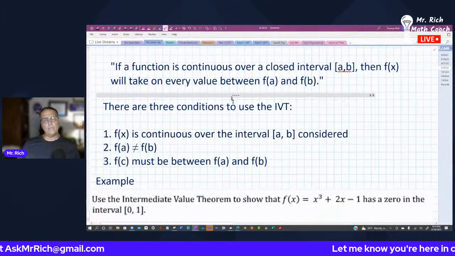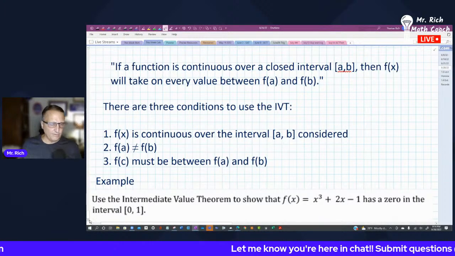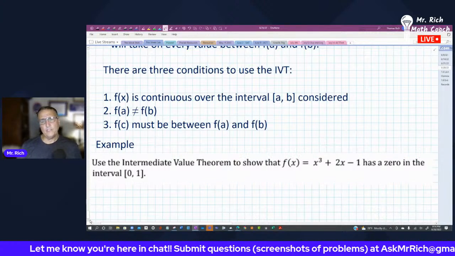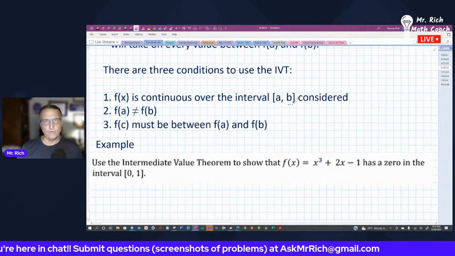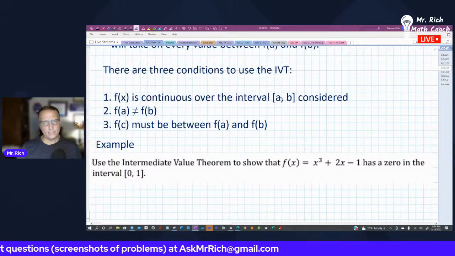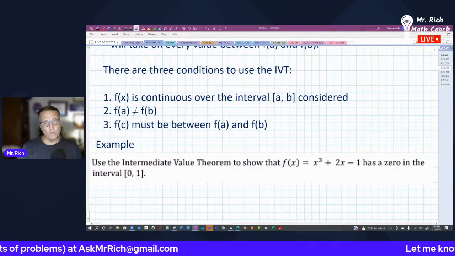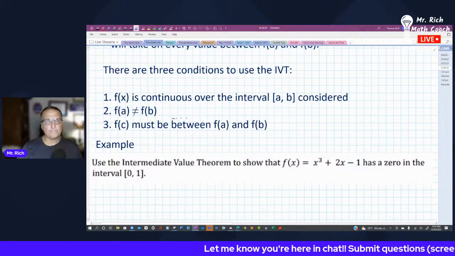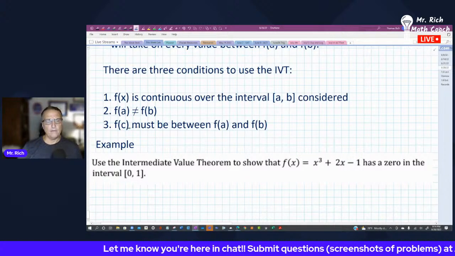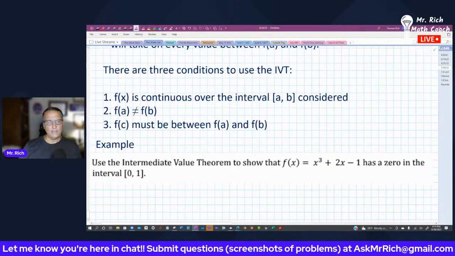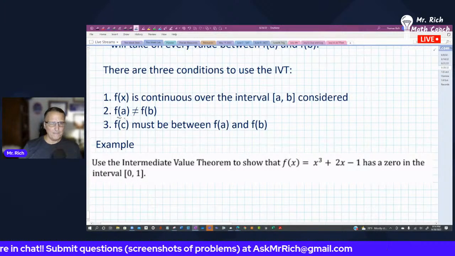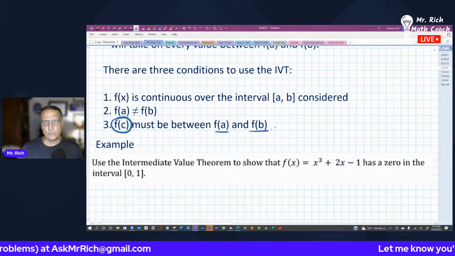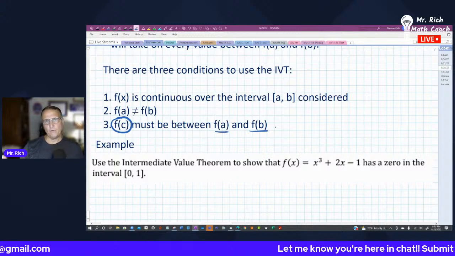Now, these are the three conditions to use the intermediate value theorem. We have to know that f of x is continuous over the interval that we're considering. So we're given a set of x values, and we need to first confirm that it's continuous over the interval. f of a cannot be equal to f of b. And then f of c must be between f of a and f of b. So whatever y value that we choose, it has to fall somewhere between the corresponding y values for a and b.